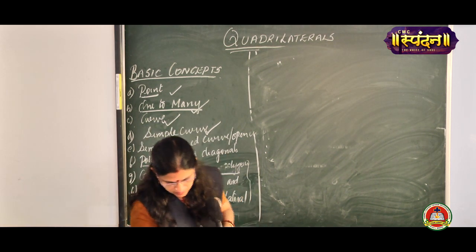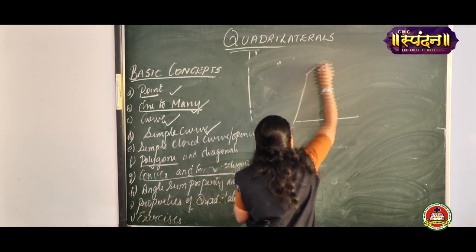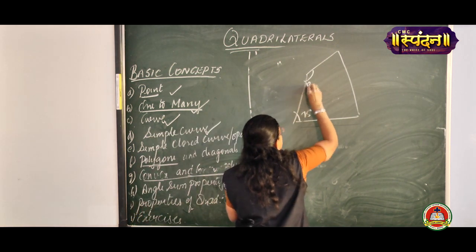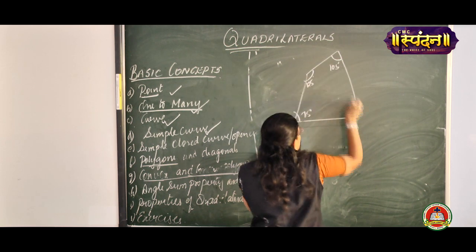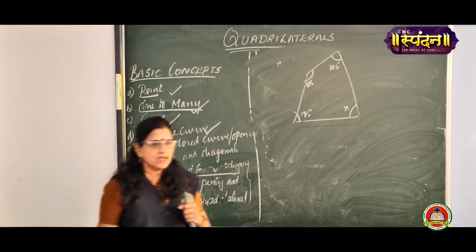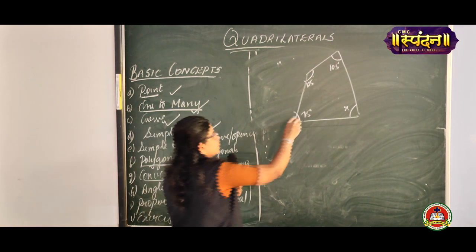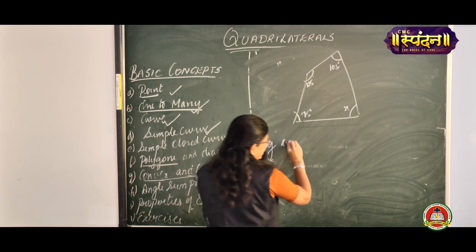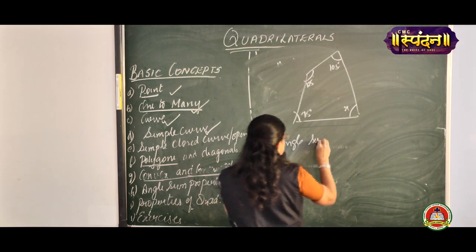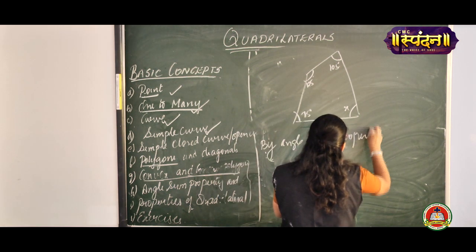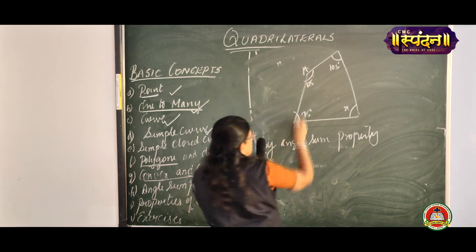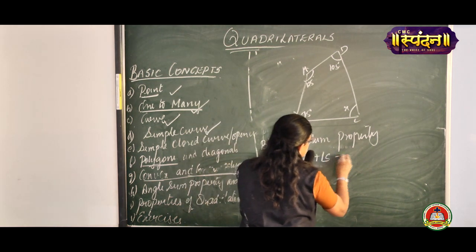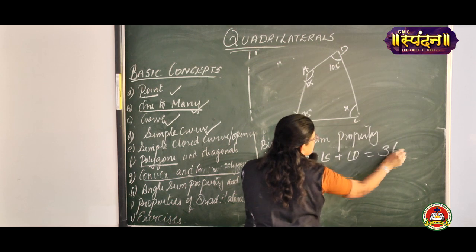What are the angles given over here? 75, 125, 105. Let me draw a rough figure. Now I am asked to find the fourth angle. How will I find the fourth angle? I know that by the angle sum property, so you should write the following steps. By angle sum property, let me name it as A, B, C and D. Angle A plus angle B plus angle C plus angle D is equal to 360 degrees.